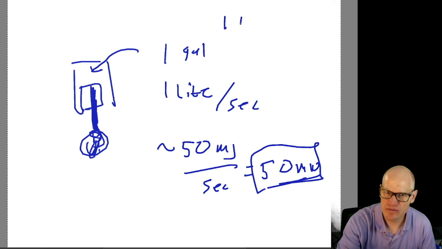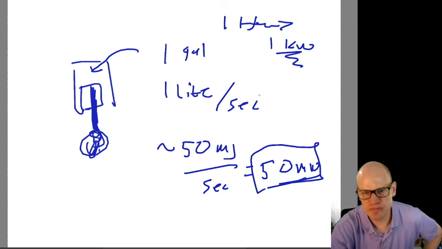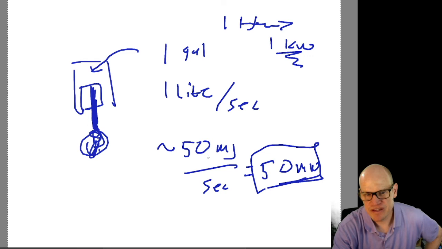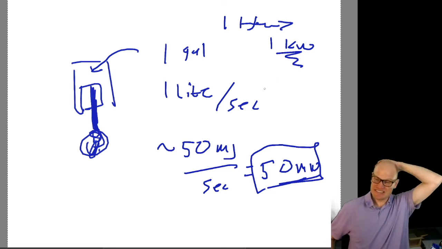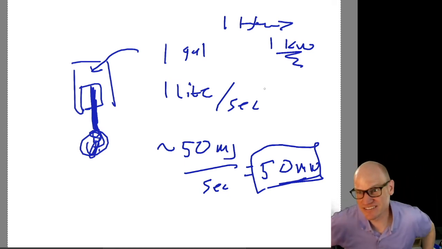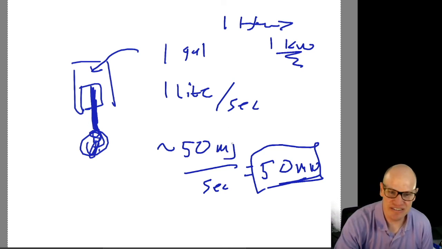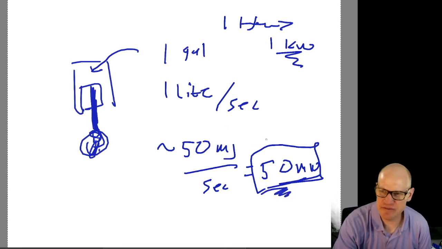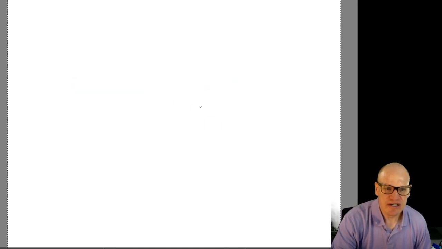A smallish home is about 1 kilowatt, and so this is 50 megawatts, which is 50,000 homes. Wow, that's fast. That's why we use gasoline. You're charging your car basically with 50 megawatts. That's fast. All right, so anyways, that's what power is.